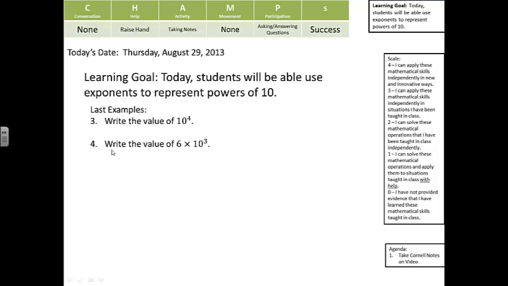And the last of our practice problems that I want you to write is write the value of 6 times 10 to the 3rd power. Change it from exponential form and write that in standard form. All right, so check your answers. See if you got that correct.